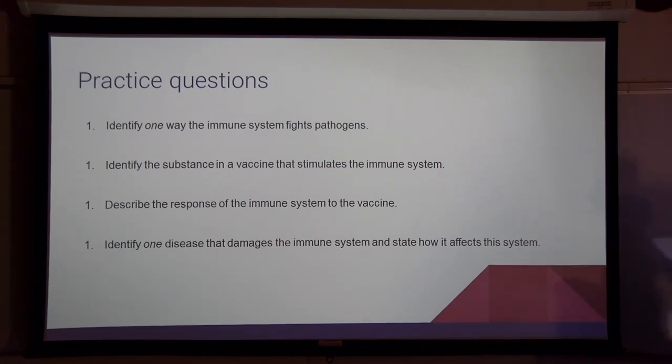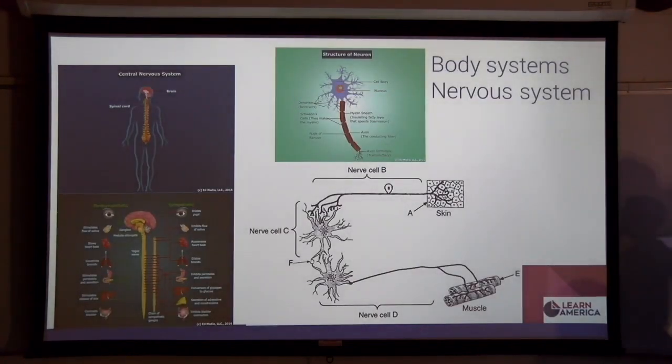Describe the response of the immune system. You will produce antibodies as a result. Identify one disease that damages the immune system. What is that virus that damages the immune system? Weakens it. It's the HIV virus that causes AIDS. Guys, there's a lot of AIDS questions on the test, and that's because it weakens the immune system so that it cannot fight off even the common viruses.